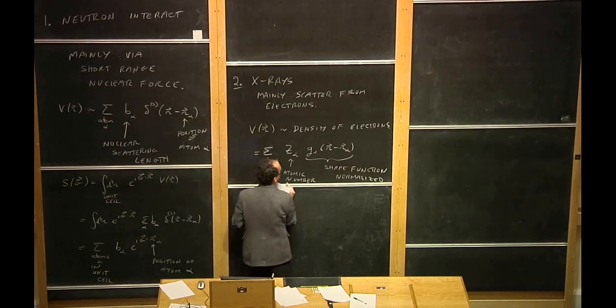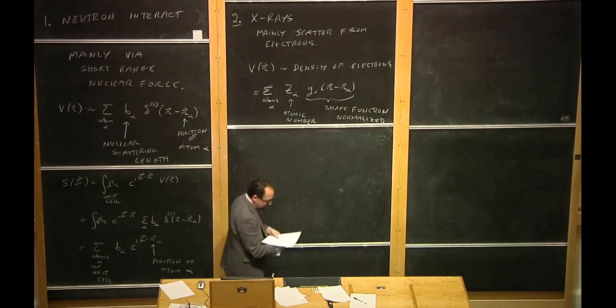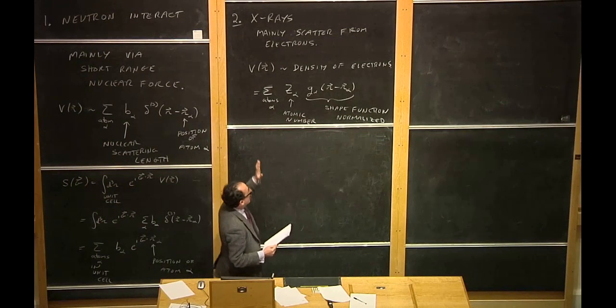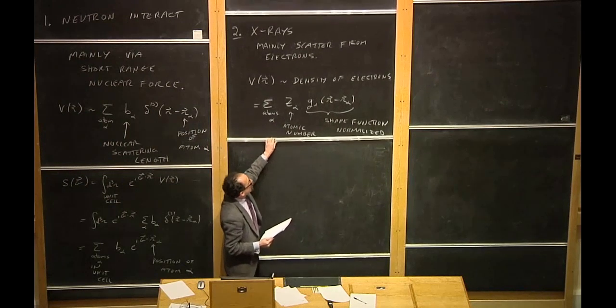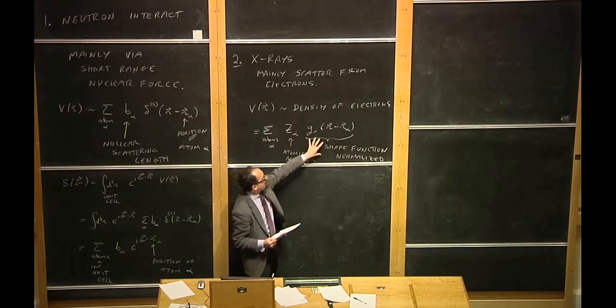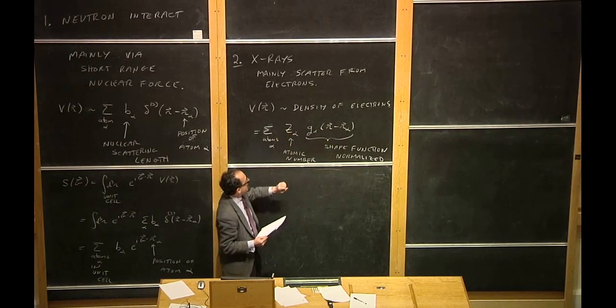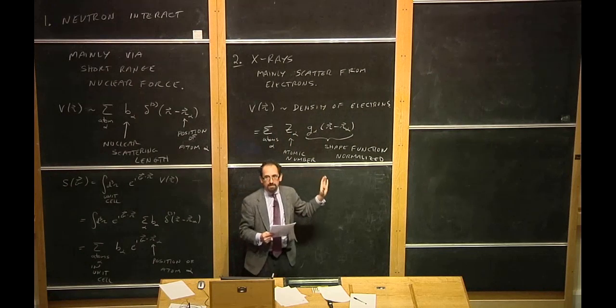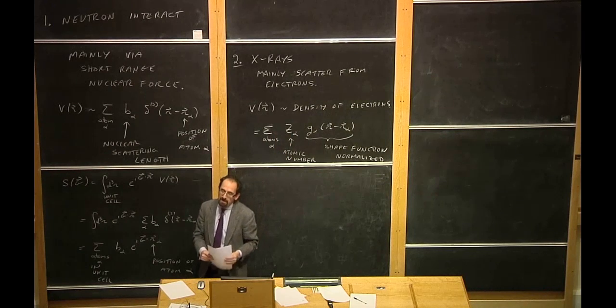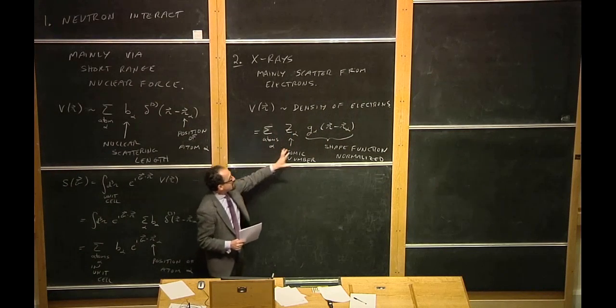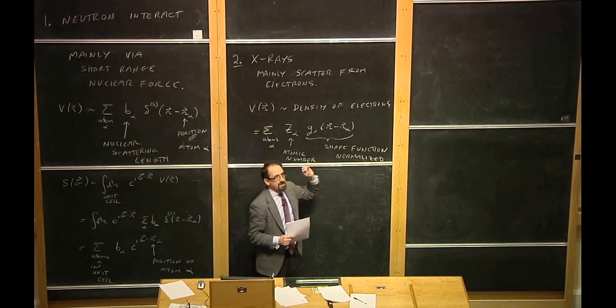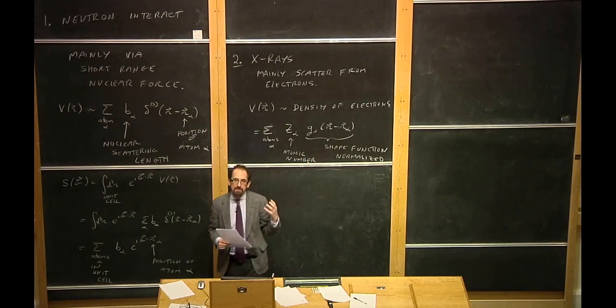So think of it as a sort of fat delta function. Now I should say, however, that this form, where we're summing up over the shapes of all these different atoms times the number of electrons in each atom, is a little bit approximate. The reason is that there's a hidden assumption here that the shape of the atom is independent of its environment.